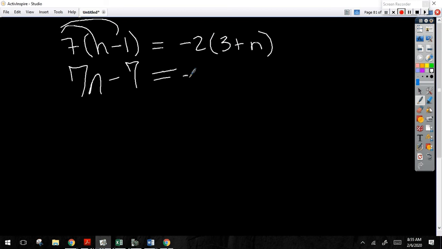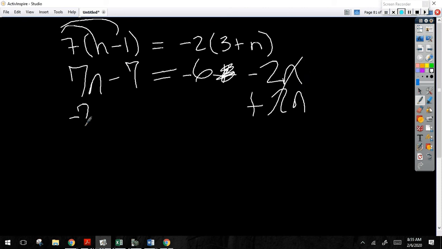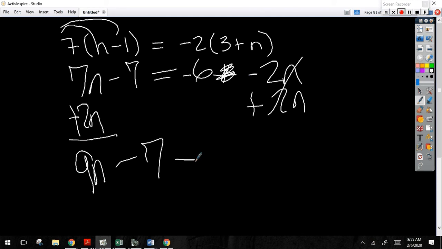7 equals -6. Good job. She's got to get her ends together. See, you did know how to do it. 9n. Subtract 7 equals -6. Plus 7. You plus the 6. Plus 7.